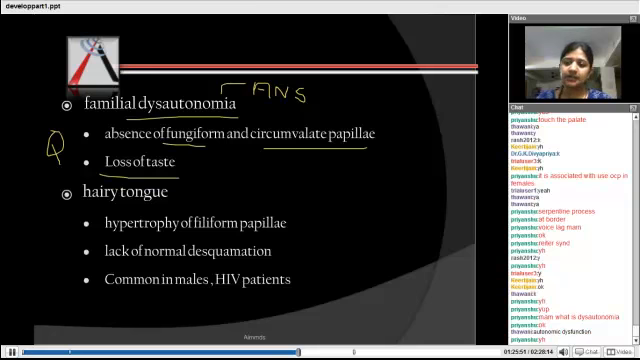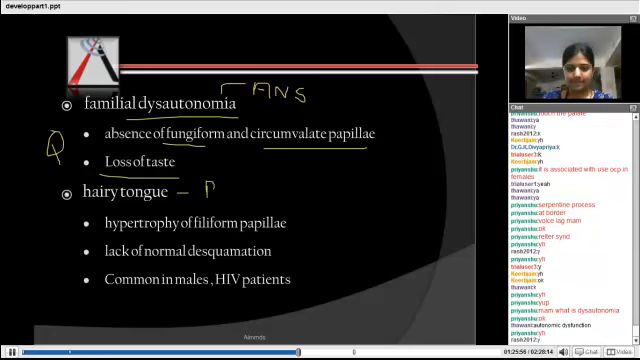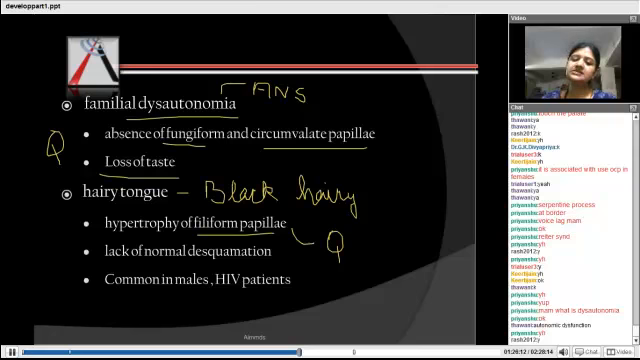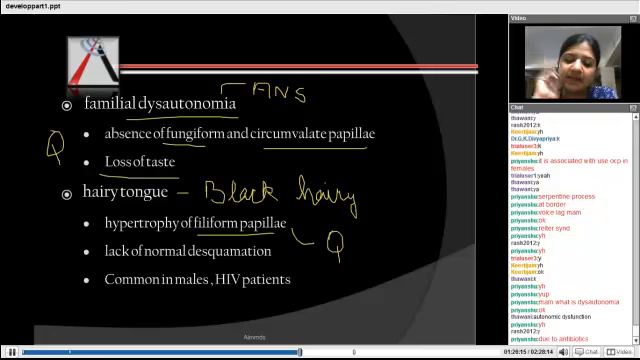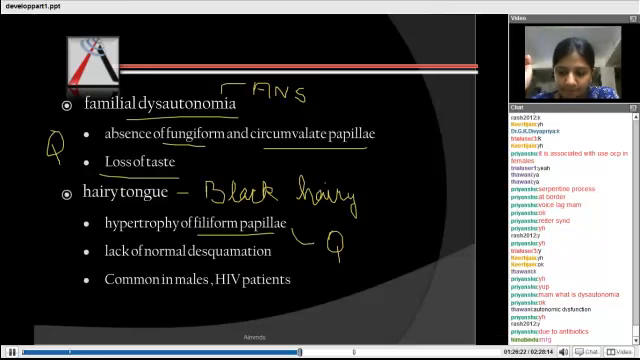Next is hairy tongue, which is also referred to as the black hairy tongue. What happens in this is you have hypertrophy of the filiform papillae. Again, MCQ. We have previously seen conditions where filiform papillae go missing. Can you tell me the conditions where filiform papillae were missing? Absence of filiform papillae.